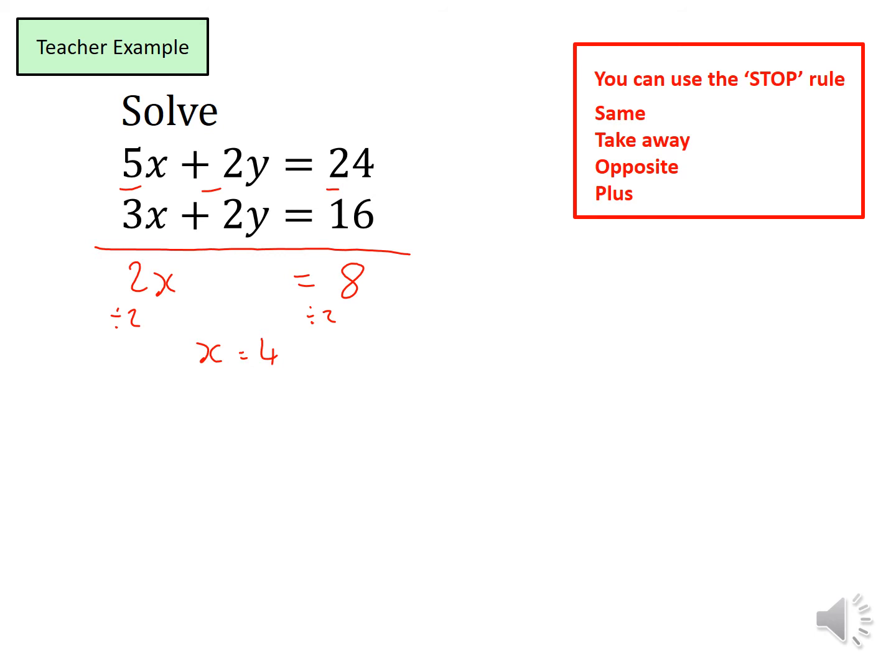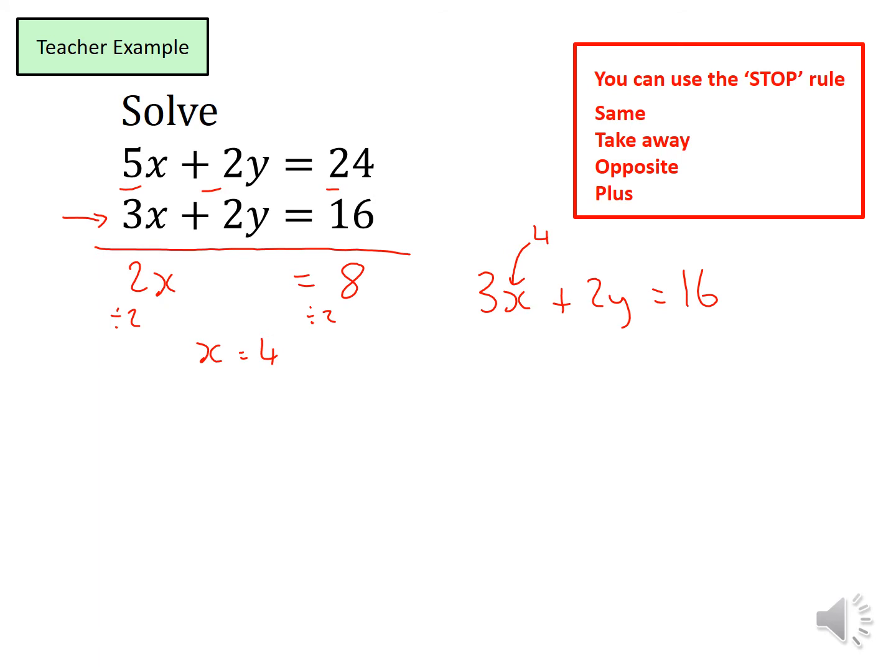Now this is only half the question done. I still need to work out what the value of y is. So I am going to substitute what I've just worked out for x back into one of the equations. I'm going to pick this one because it looks easier to substitute back into. So let's write the equation out again: 3x plus 2y equals 16. I know that x equals 4, so this x over here is actually 4.